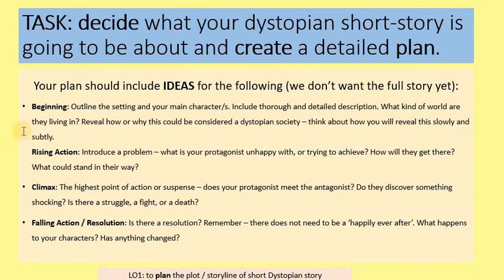So the beginning, like I said, you outline the setting and the main characters. This is going to be through detailed description, okay? We're going to show, not tell. What kind of world are they living in? Reveal how or why this could be considered a dystopian society. But you need to do it slowly and subtly, okay? This is what I'm saying. We don't just plonk in, perhaps your first sentence will be, this is a dystopian society. No, we need to give those kinds of clues and hints to the reader, i.e. me, but just imagine it's not. Imagine it's going to be a published piece of work.